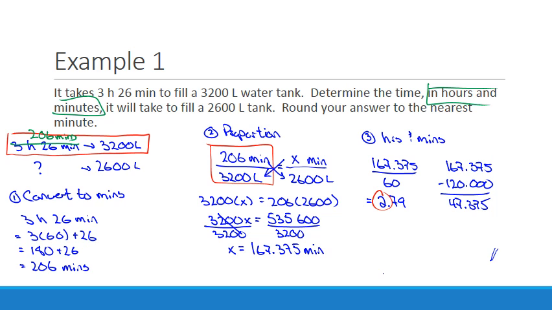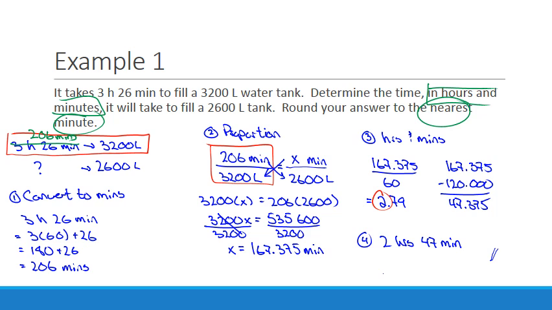Now it also says to the nearest minute. So nearest minute. Okay, so then I get to round. So step 4, my answer, I guess, 2 hours, 47 minutes, because it's the nearest minute and that would round down. All right, so there's our problem and there's our solution.